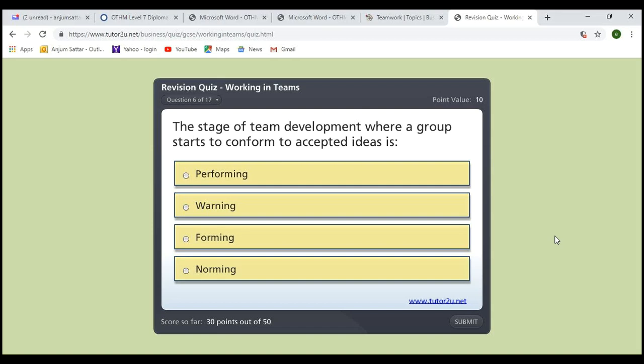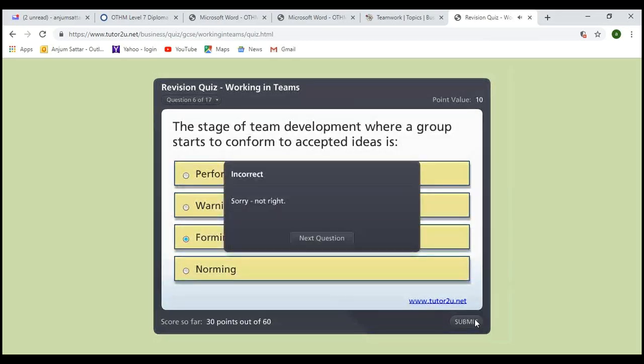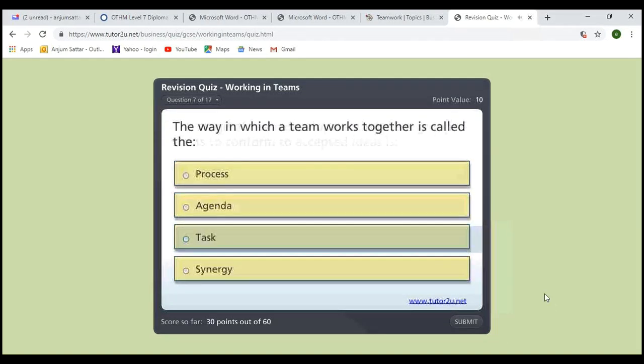The stage of team development where the group starts to conform and accept ideas: is it the performing stage, the forming stage, or the norming stage? Forming stage. Thank you. Well, it's norming. It's not right, it's norming. Okay, so we'll go through.